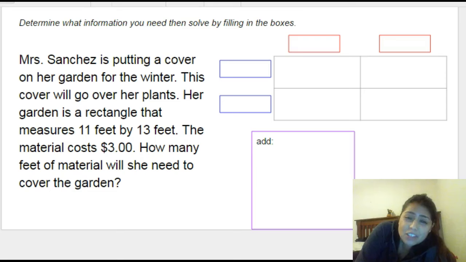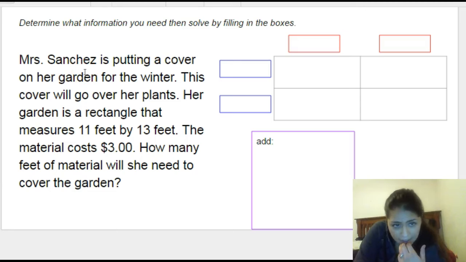Let's go ahead and start looking at word problems. We're going to look at figuring out what information you need and what information you don't need so that you can solve the problem and avoid any confusion. First, let's start by reading the directions. It says, determine what information you need, then solve by filling in the boxes. So let's read the problem to figure out what we need and what we don't need.